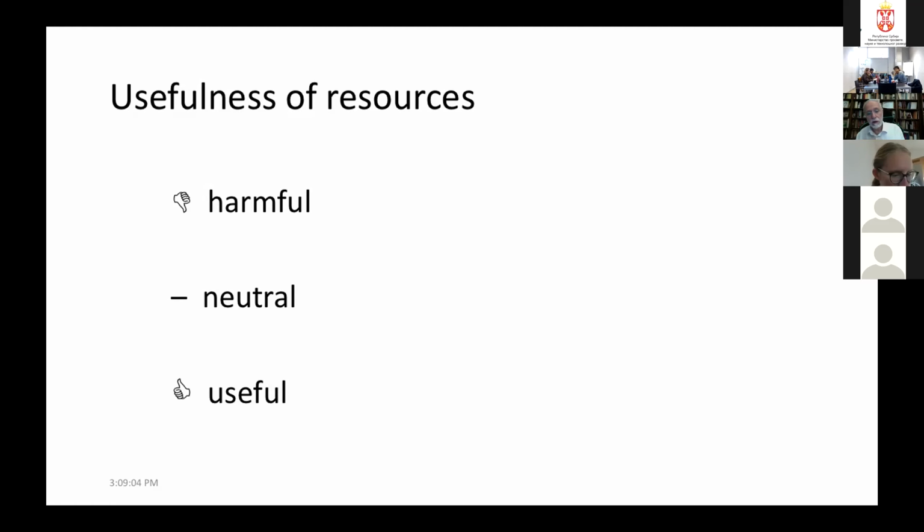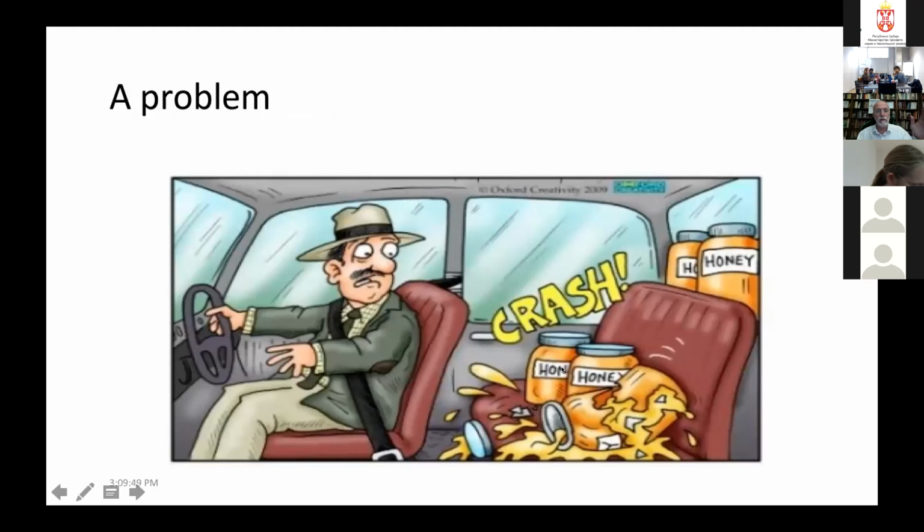And then there are 2 other divisions, but in order to understand them, we are going to have an illustrative example. So we have this old guy, he retired, and he has bees and collects honey and brings it to the local market to sell. And then he got an accident, and he's got a problem. He has some harmful resources. First, the glass is broken.